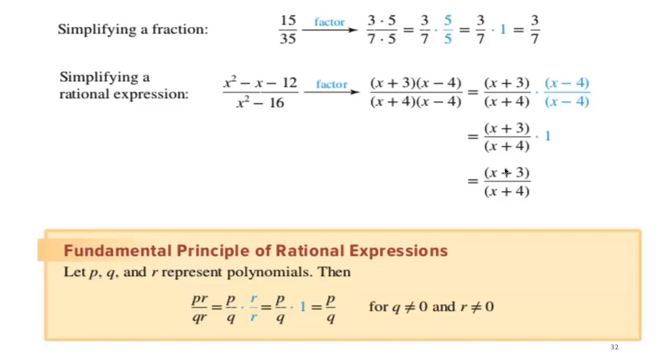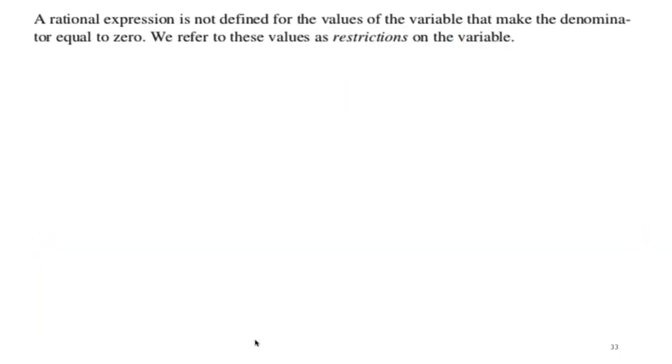So here's the principle. We have p, q, r, which are polynomials, and r is on top as well as on the bottom. As long as r is not 0, we can cancel r, so that we can simplify the rational expression. Now, one thing we have to be careful about is that a rational expression is not defined for the values where the denominator is 0, and so we have to make sure that we put restrictions on our variable so that the denominator is not 0.